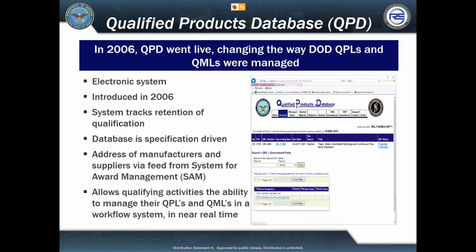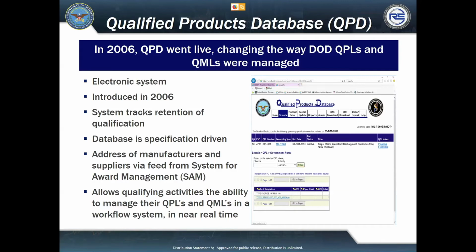So the electronic system did go live in 2006, and as I've stated earlier, it tracked retention of qualification, and the database itself is specification driven. Because the requirement for qualification comes from the specification, it's not a QPL in and of itself. Within our system, the QPL has to be linked to a specification in ASSIST.